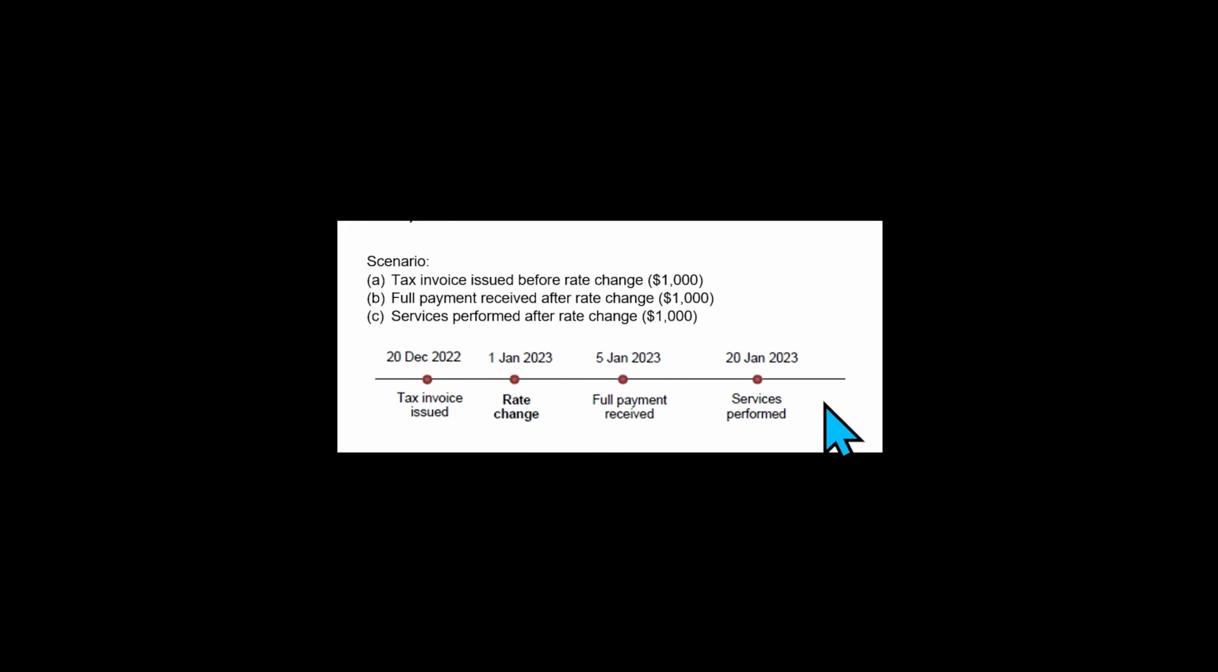GST Transitional Scenario 1. Invoice amounting $1,000 with 7% GST issued before rate change. Full payment received after rate change. Services delivered after rate change.